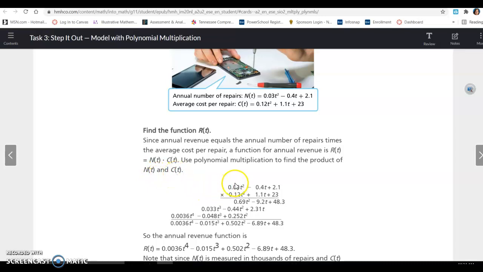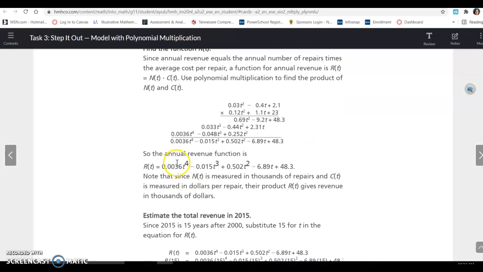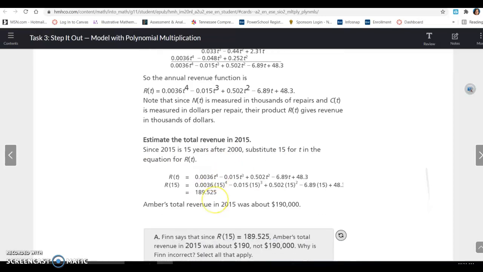All right, so they've used vertical multiplication here. You can use vertical or horizontal. It doesn't matter. But once you multiply the numbers times the cost, that gives you r of t, which is your revenue. So the annual revenue function is listed right here. Note that since n of t is measured in thousands of repairs and c of t is measured in dollars per repair, their product, r of t, gives revenue in thousands of dollars.